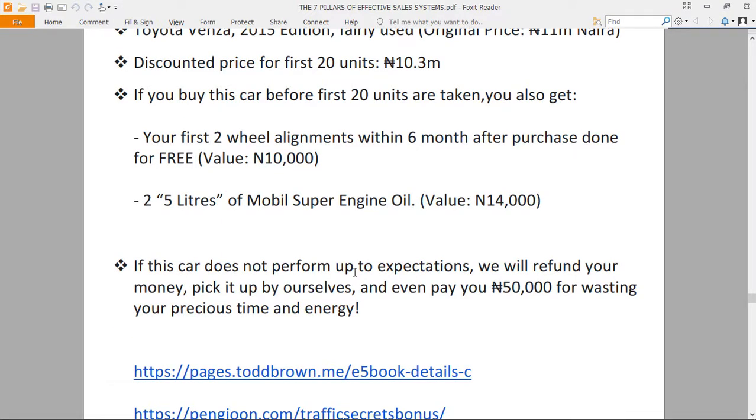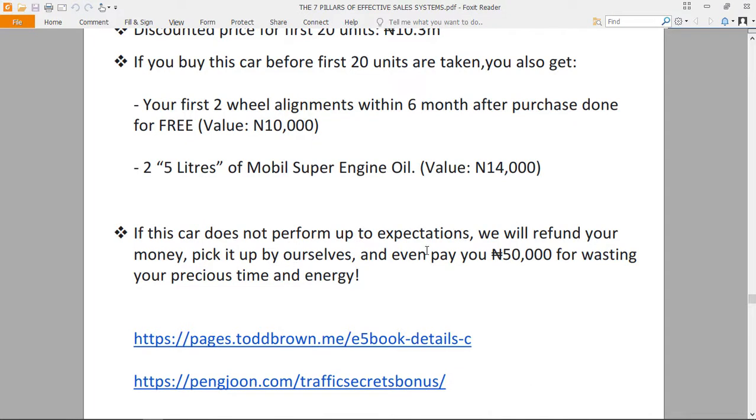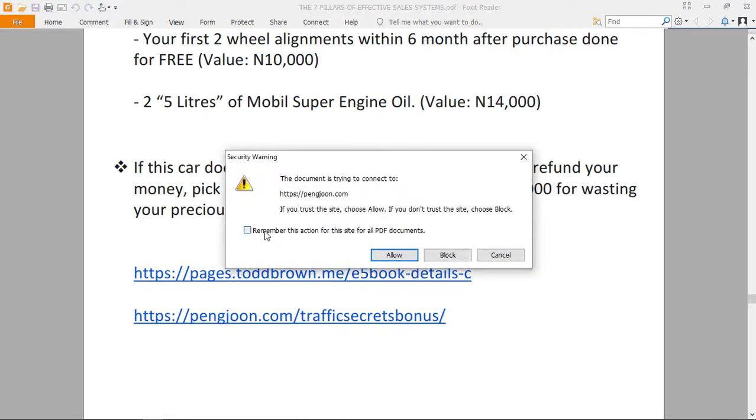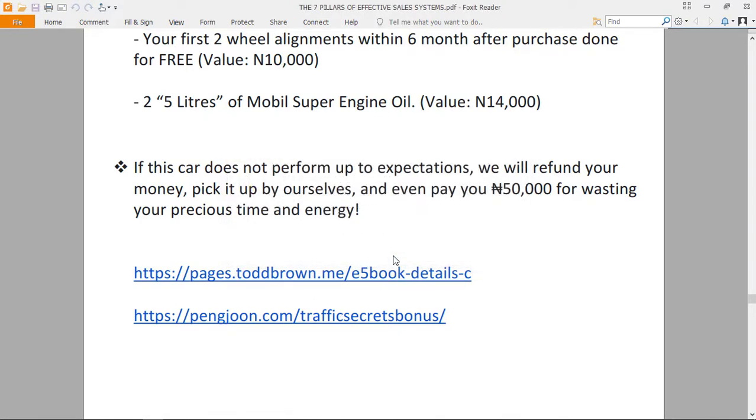Now let me show you an example. Let's use Pengjun. Can I copy this link? I can't. Remember this action for allow. I hope it will open in Chrome and not Edge. Okay, good. Pengjun.